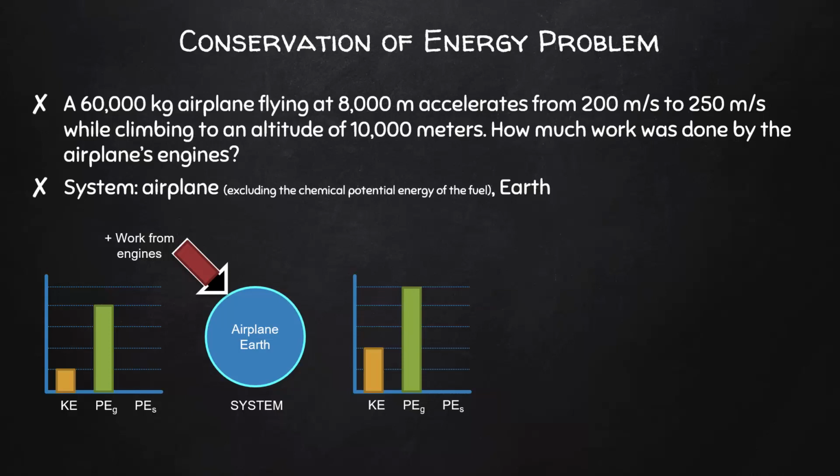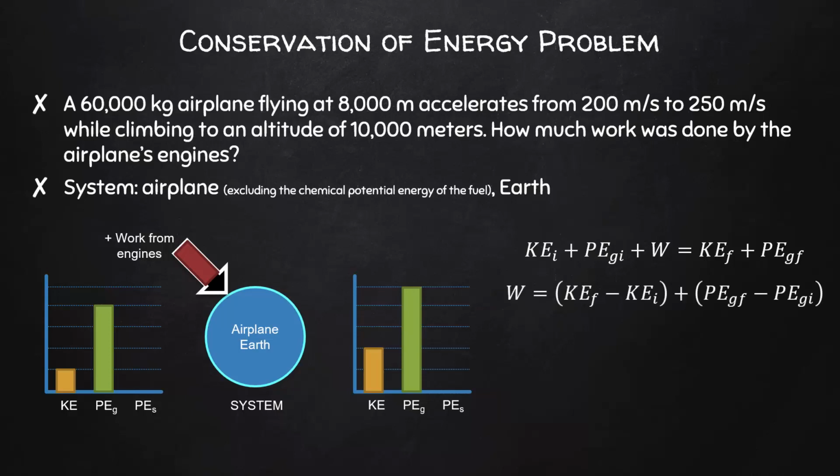Here's what we'll write for our conservation of energy equation. We started out with kinetic energy and gravitational potential energy, and then there was some positive work done. All of that is on the left. Afterward, there was still some kinetic energy, and there was still gravitational potential energy. If we rearrange this to solve for W and put like terms together, we can get W equals the difference between the final and initial kinetic energy plus the difference between the final and initial gravitational potential energy. We can rewrite this as W equals delta KE plus delta PE.